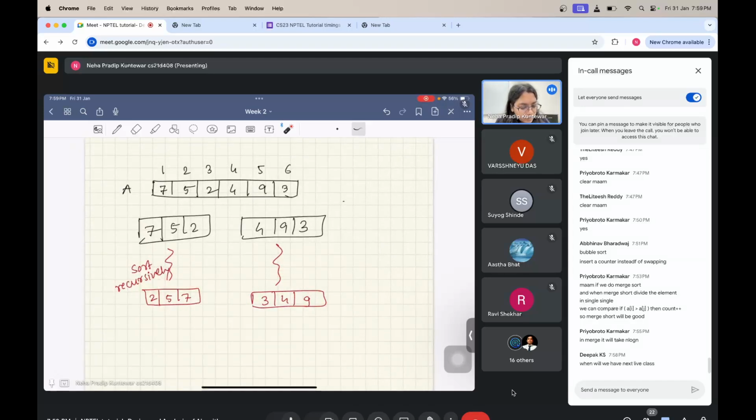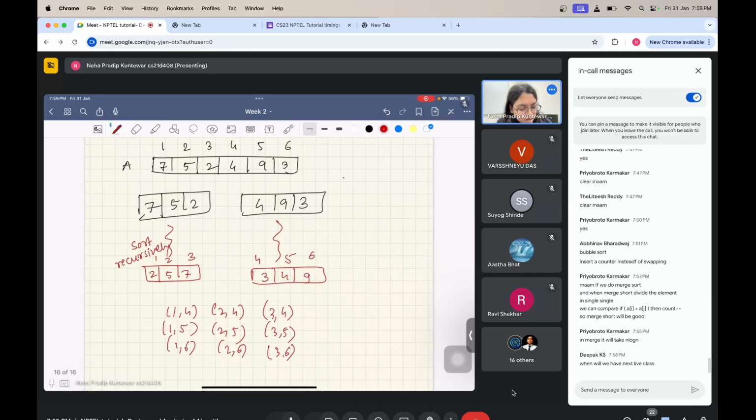What we mean by that is you're going to look at 1 4, 1 5, 1 6, then 2 4, 2 5, 2 6, and 3 4, 3 5, 3 6. You are not looking at the number of inversions that are inside this array and inside this array. You are only looking at what is across. So then how would you do that?